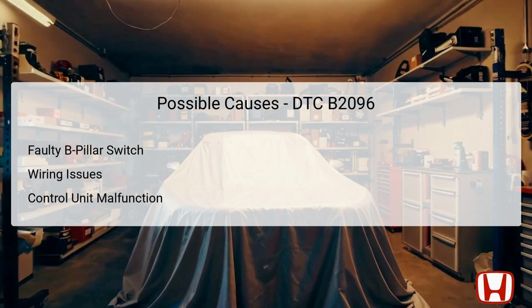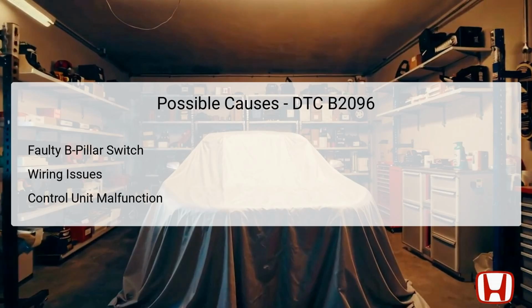The first possible cause is a faulty right B-pillar power sliding door switch, which may not be functioning correctly, resulting in simultaneous on signals. Another common cause can be wiring issues, such as damaged, loose, or poor connections between the switch and the power sliding door control unit. The wiring may experience wear and tear over time, or may have been misrouted during previous repairs.